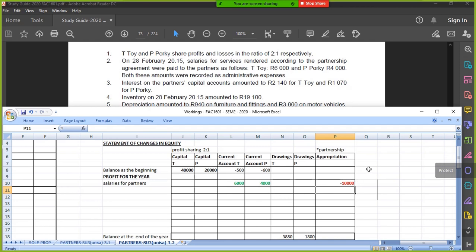So the appropriation account is similar to the profit and loss for a sole proprietor. Correct. The appropriation account can actually be drawn up like a T account, and then you'll have debits and credits on both sides. It's a working account. That's correct.